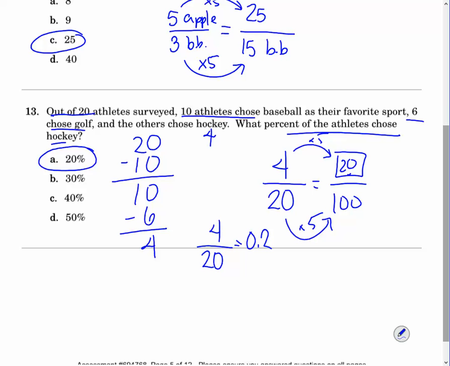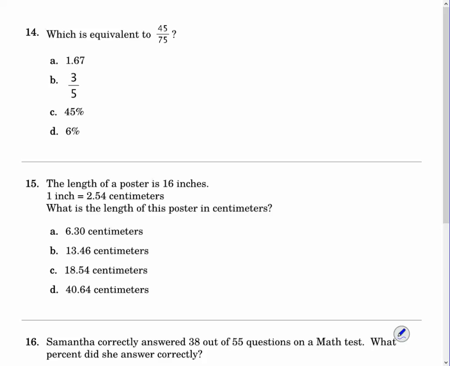So we can change any decimal to a percent by moving the decimal place 2 spots to the right. So that would be 20%. All right, so 2 options to get there. Let's look at the next page, which is equivalent to 45 over 75.